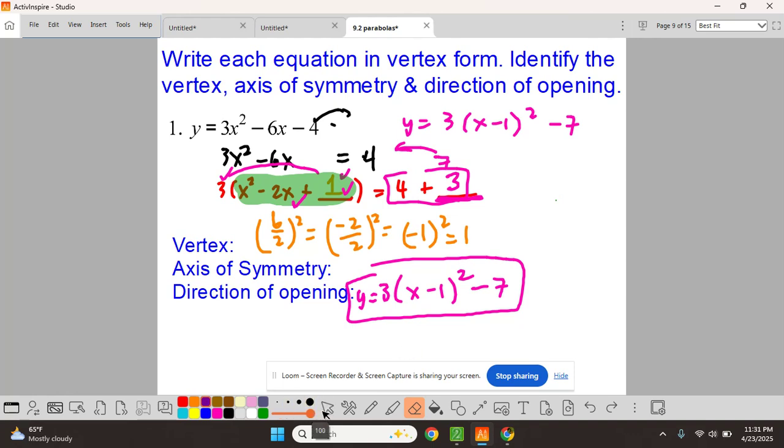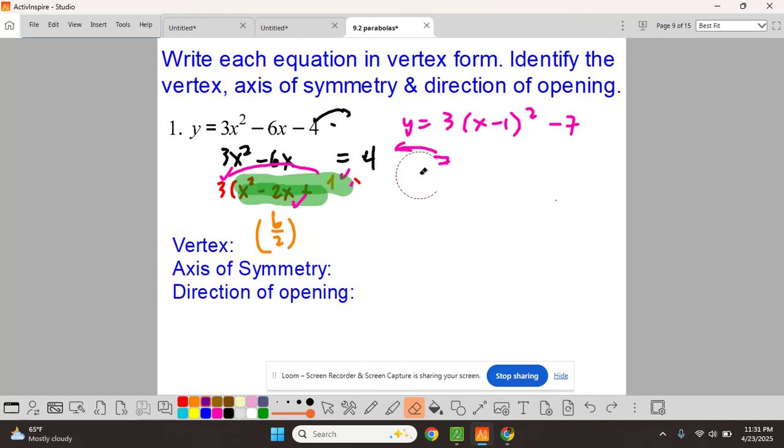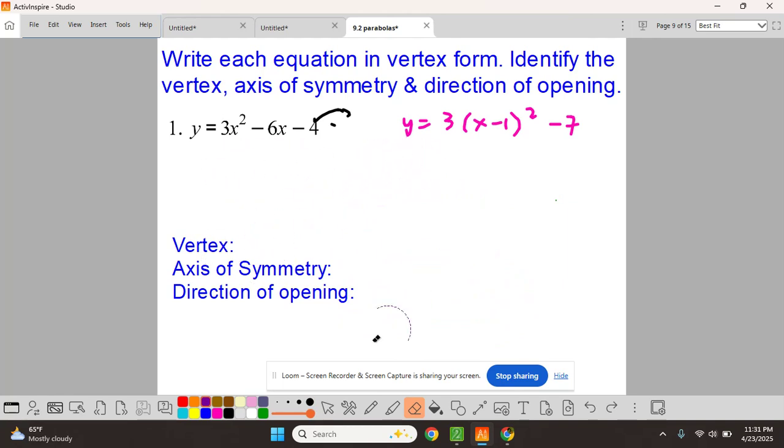Okay, let me erase this part. So what is the vertex here? We know the vertex here will be (1, -7). The axis of symmetry here is x equal to 1. The direction here is, since y is by itself and x is squared, it opens up, right? There you go.